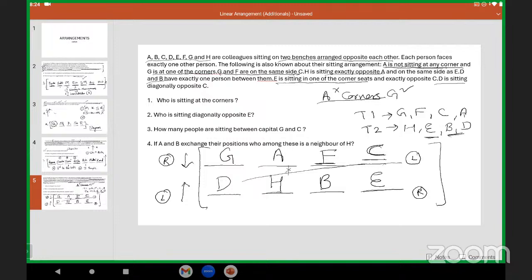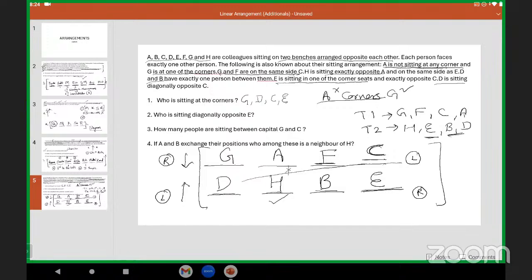Then again D and B have one person between them. Yes, it is correct. And E is sitting at one of the corners. Again, correct. And D is sitting diagonally opposite C. Fine. So who is sitting at the corners? So at the corners we have G, we have D, we have C, we have E.